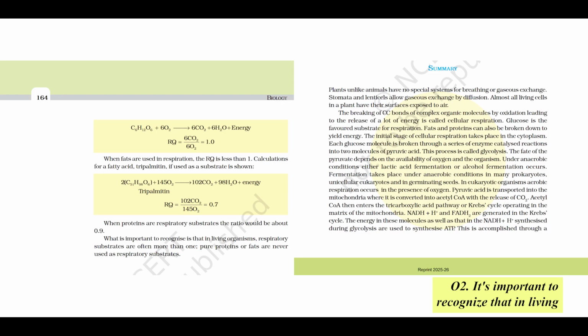It's important to recognize that in living organisms, substrates are rarely pure. Often, multiple substrates are respired simultaneously. Pure proteins or fats are almost never the sole substrates normally. This understanding of RQ is incredibly useful. For instance, in germinating fatty seeds, RQ would initially be below 1, then shift towards 1 as carbohydrates become the fuel. It helps interpret metabolic states.